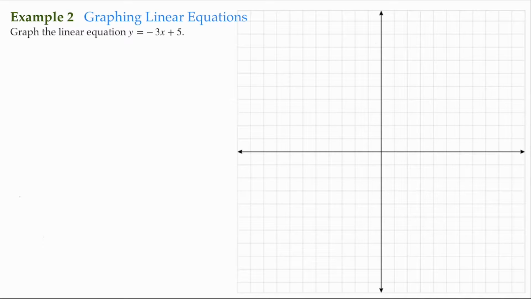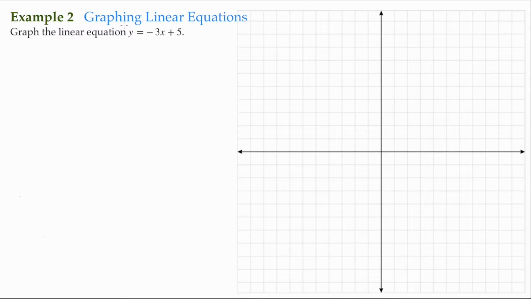So for this problem, we're going to be graphing linear equations. For this particular equation, graph the linear equation y is equal to negative 3x plus 5. And I have a coordinate system here. So hopefully you have some sort of grid paper or graphing paper. It'll help make your work cleaner and easier to work with.